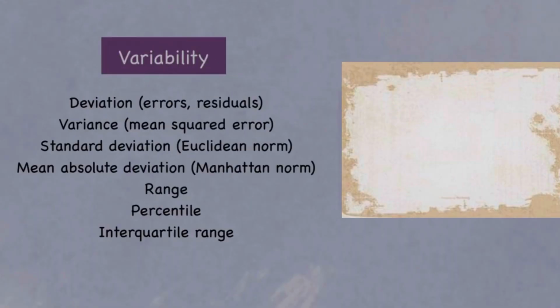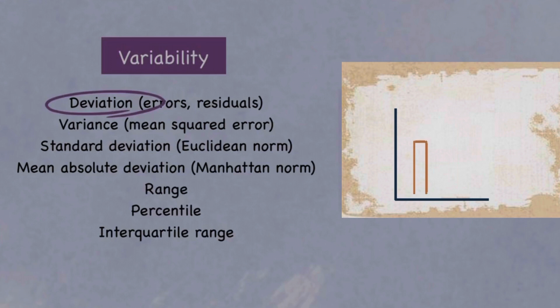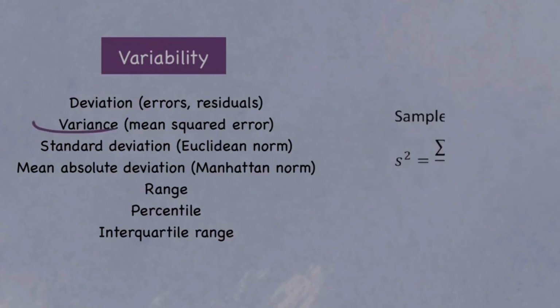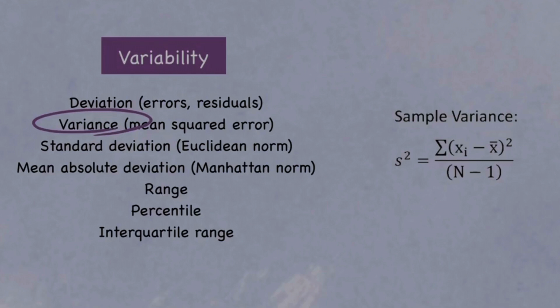Now let's look at different estimates for variability of the data. Firstly, deviation is the difference between the observed value and the mean. It is also known as errors or residuals. Variance, aka mean squared error, is the sum of the squared deviations from the mean divided by n minus 1, where n is the number of data values. Now, you may ask why it is divided by n minus 1 instead of n. There is a long story behind this, but basically it is the correction of the underestimation of the true variance of the population using a sample.